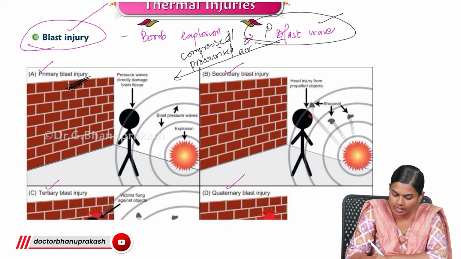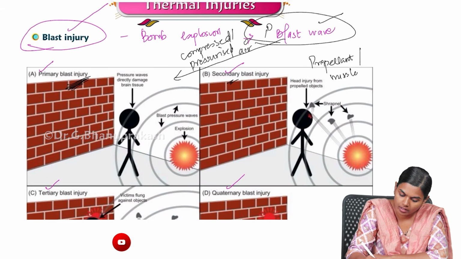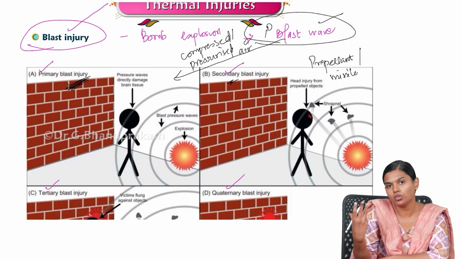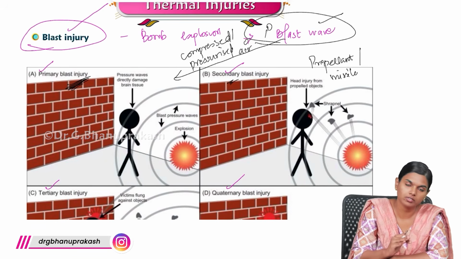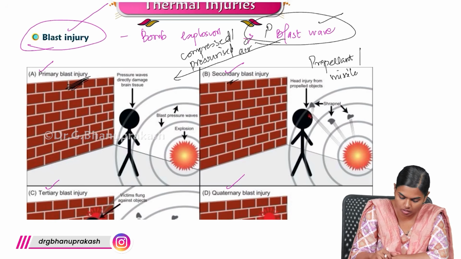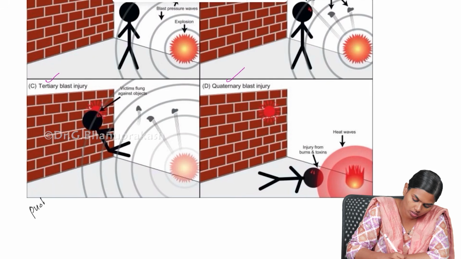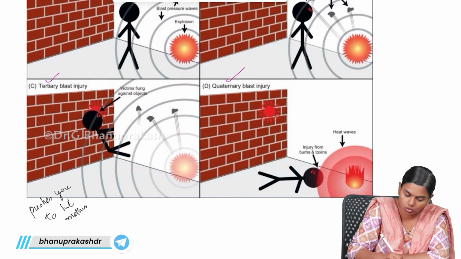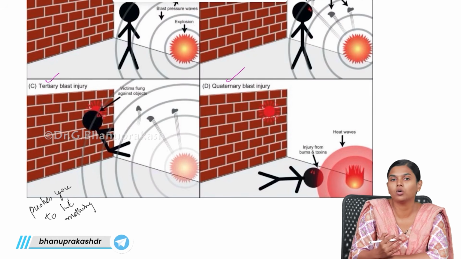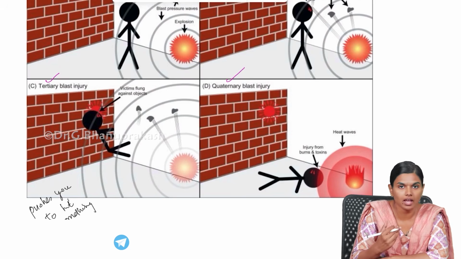Next to that, what we have is secondary blast injury. This is mainly due to the propellant, like small missiles, small things coming out of the bomb, like a sharp object that will lead to some abrasion or laceration. All those things come under this secondary blast injury. Then quaternary is when this blast wave pushes you to hit something, like it will throw you away, you will go and hit some masonry, some wall, ground or something, and because of that hit you will be sustaining some mechanical trauma.